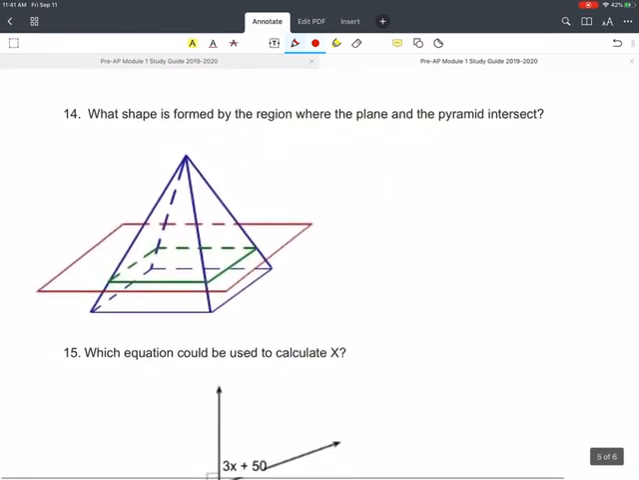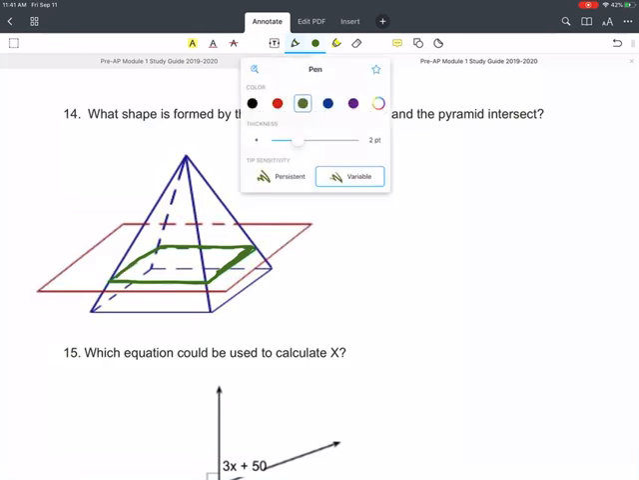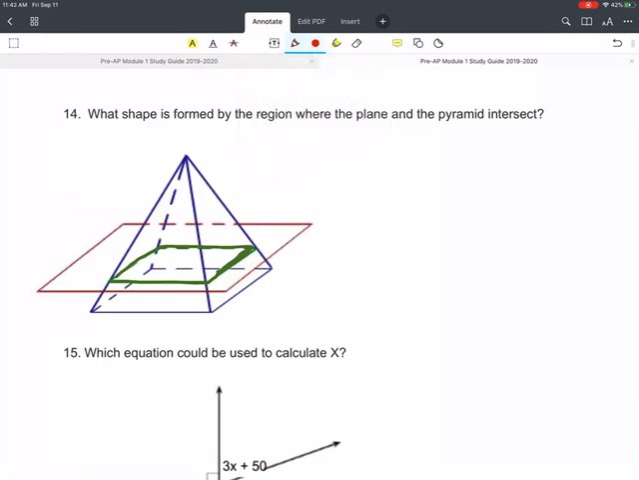14, what shape is formed by the region where the plane and the pyramid intersect? If you look at the plane, it is slicing the pyramid parallel to the base, which means the cross section, which it shows it here, is in green. I'll go ahead and use this green too. It shows the cross section is in green, and that is a square.